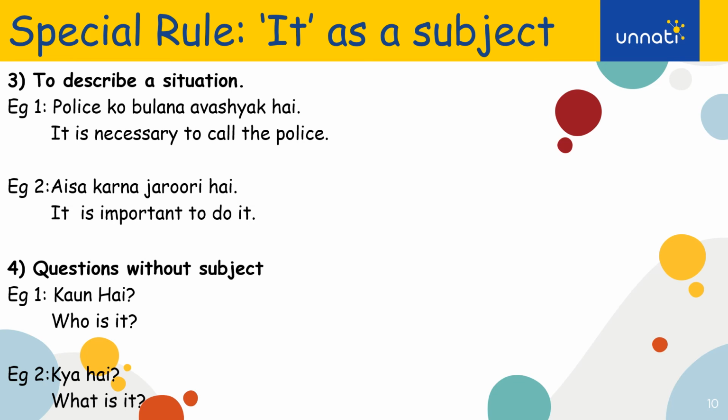We also use it and a state of being verb together when there is a question without a subject. For example, कौन है? Who is it? So I am looking for an answer which would be the subject. Who is it? क्या है? What is it? So these are few special rules that we have with it while using a state of being verb.